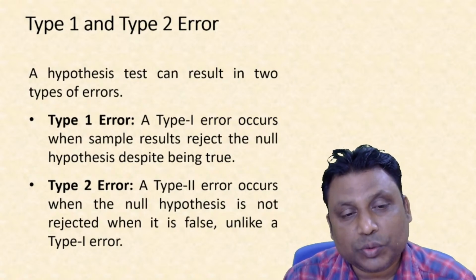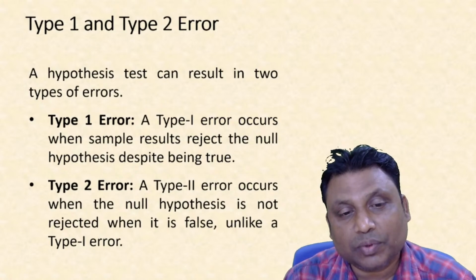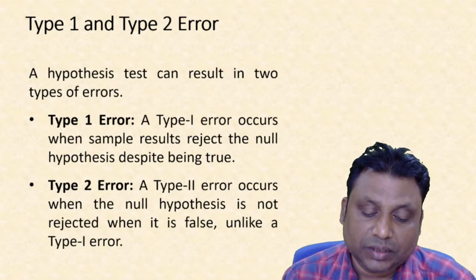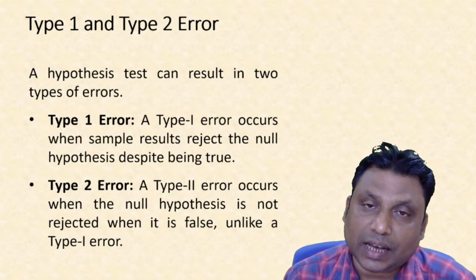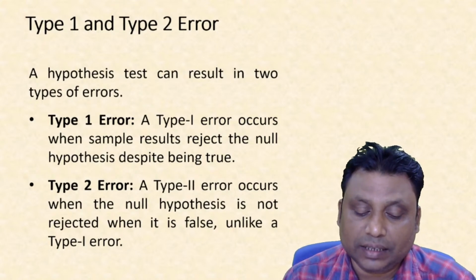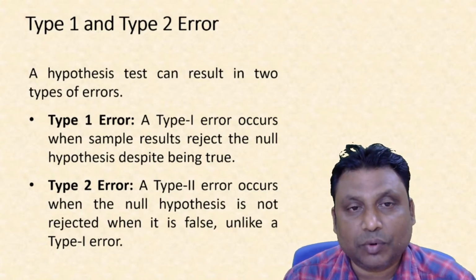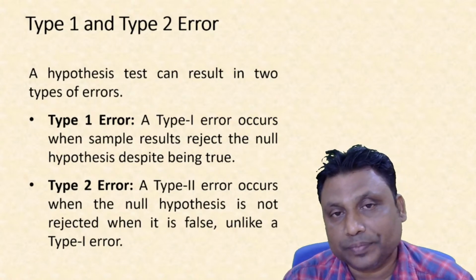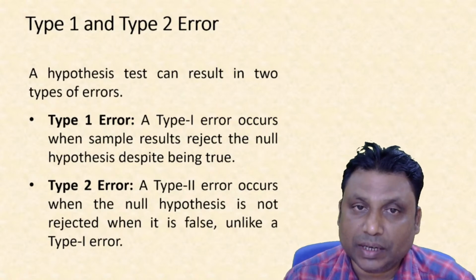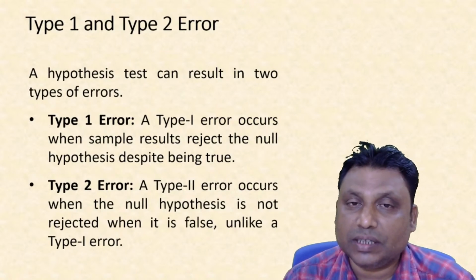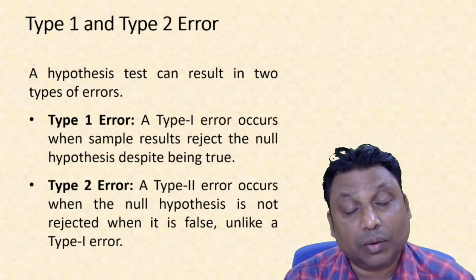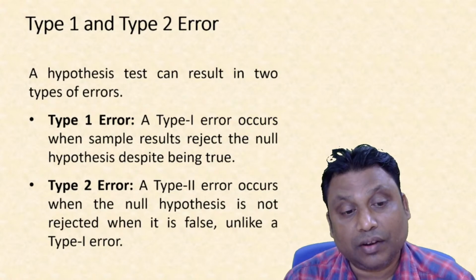Type 1 error occurs when the sample leads us to reject a null hypothesis that is true. Or alternatively, we can say that if the null hypothesis is accepted and the alternative hypothesis is rejected, then this is a type 1 error. Remember this one. If the null hypothesis is accepted and the alternative hypothesis is rejected, then we can say that it is a type 1 error.